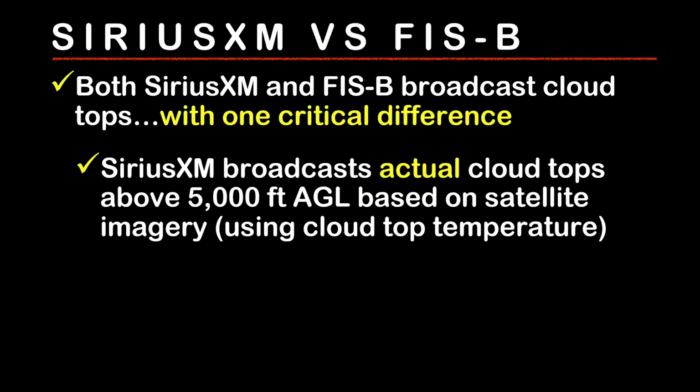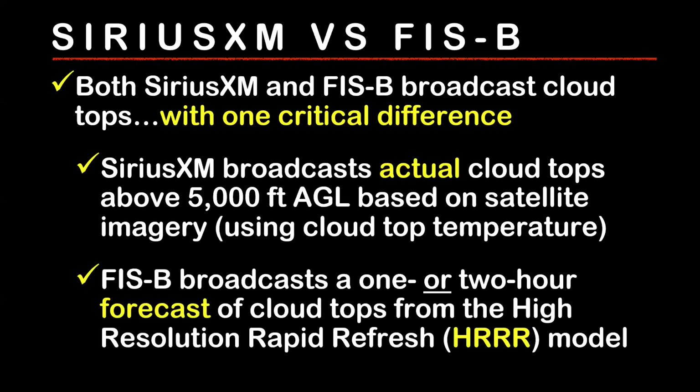SiriusXM broadcasts actual cloud tops, anything that happens above 5,000 feet, based on satellite imagery. It basically uses the cloud top temperature. The geosynchronous satellites that are out there looking at the clouds across the Earth can also determine what the temperature of those cloud tops is. And if you know the temperature, you can look and say, where does that temperature occur aloft? And then you can put a height on that. That's a way of using actual cloud top information, observable data, essentially.